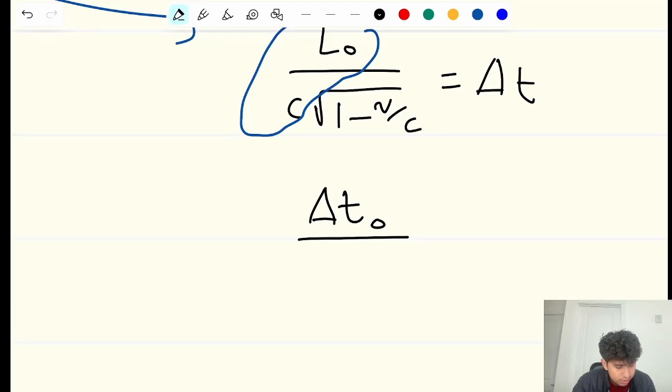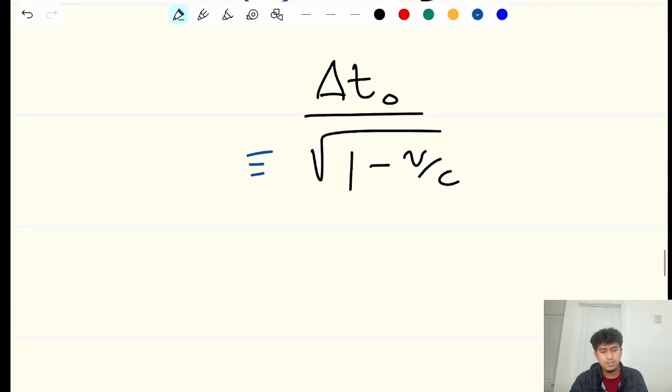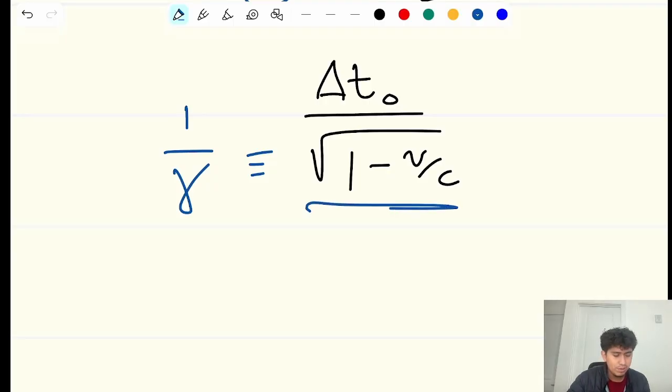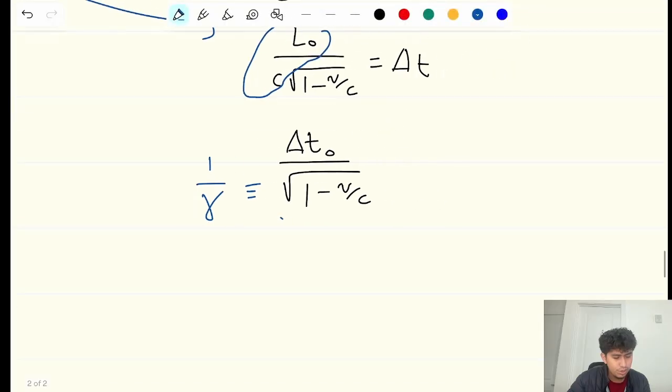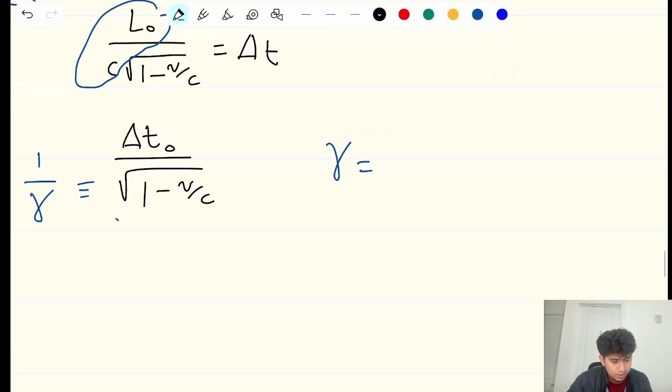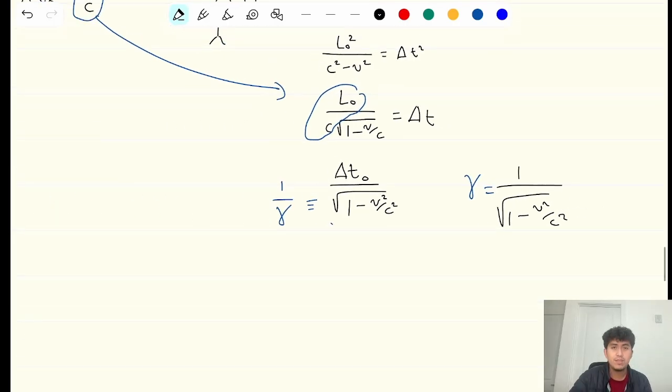Delta t naught divided by the square root of 1 minus v squared over c squared. We're going to define this as something that you're going to use all your life, and you're going to see it everywhere, called the Lorentz factor, or also the gamma factor. So we just define 1 over the gamma factor is equal to this. So just to remember, the gamma factor is going to be this. You're going to have to memorize, sorry, I'm missing a square here. Okay, it's going to be this always.